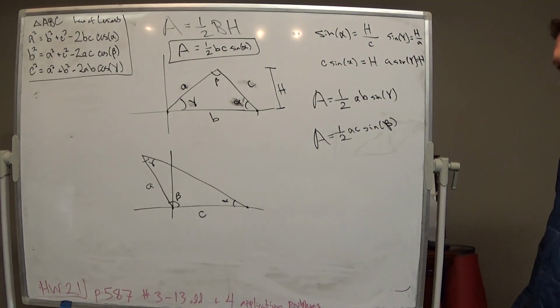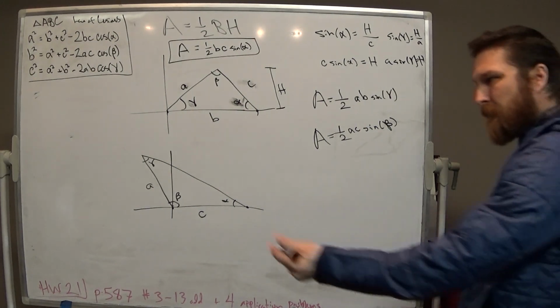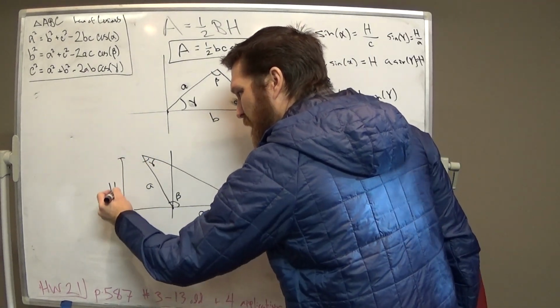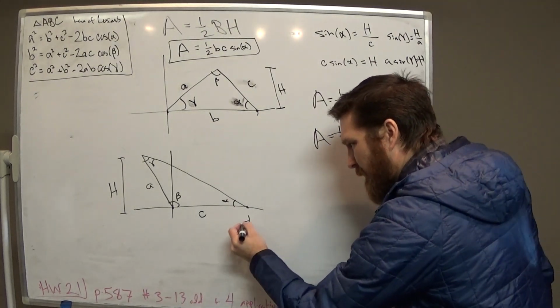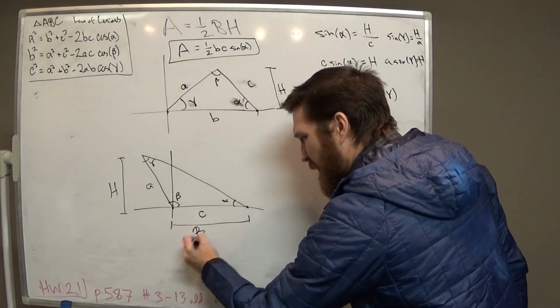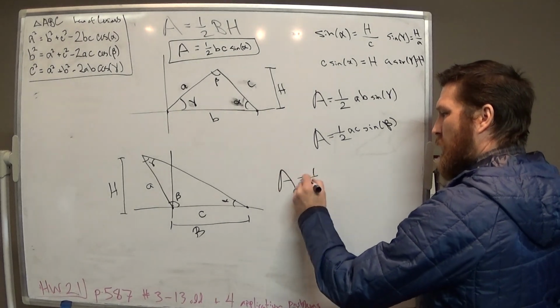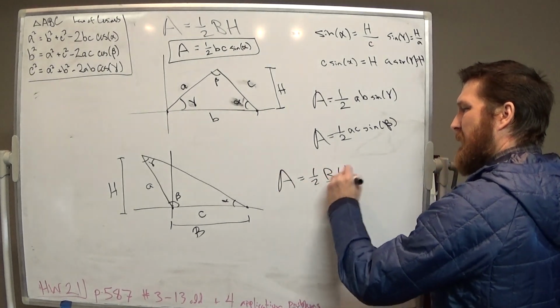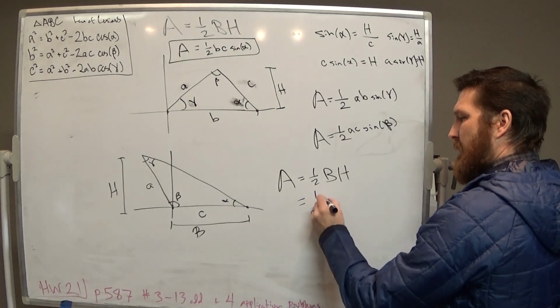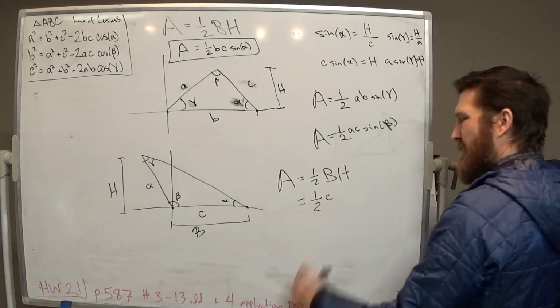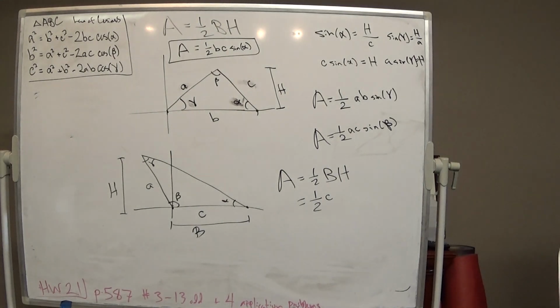Now, what we need is the height and the base. Well, we know the base. The base is this right here. That's my big B, my base. So I know that the area is 1/2 the big base times the big height. The big base, in this case, just happens to be C. Now we need H.